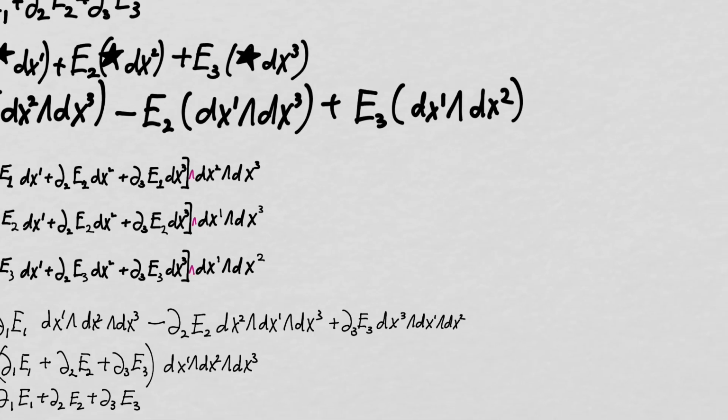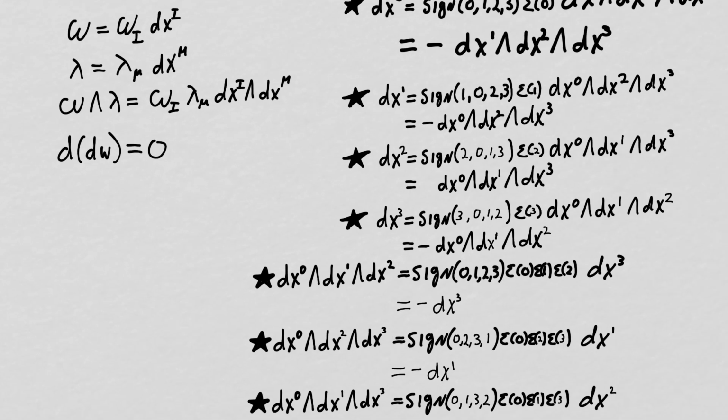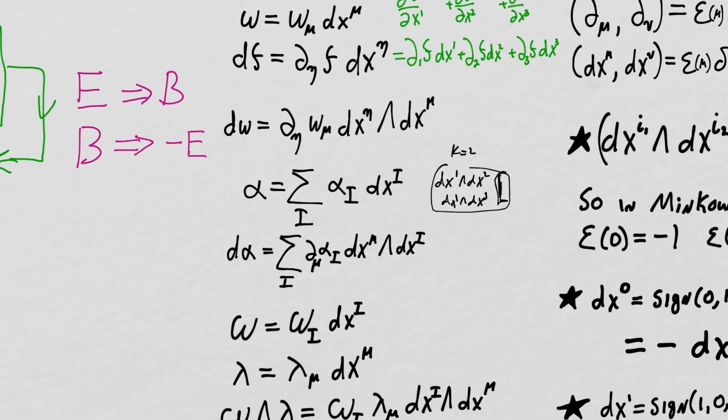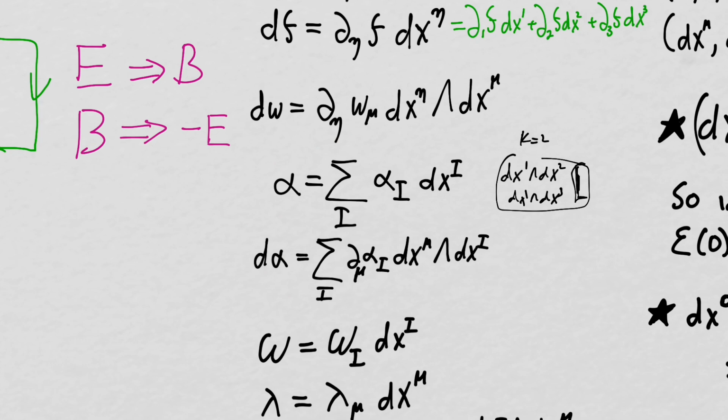The formula we're using is this formula over here. Where was it? Right here. It's these two formulas. Alpha is a K form with this collective index I. Let me erase this so it's not so confusing.